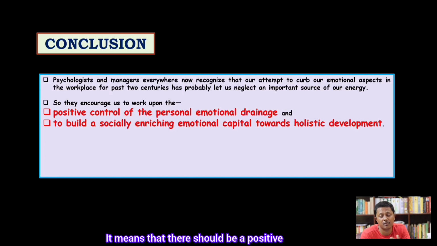It means that there should be a positive control of the personal emotional drainage. So if you are not positive enough, if you are not looking at things in a better way, in a positive way, then it will be an emotional drainage. And second, to build a socially enriching emotional capital towards holistic development. Holistic development suggests total development. So in the total development, socially enriching emotional capital is significant. So it has to be enriching socially, and emotional capital will be a capital which will guide you to create a holistic development.